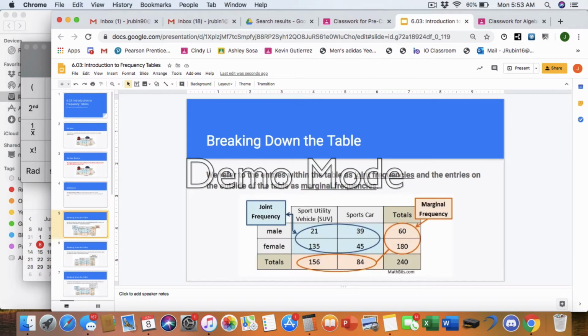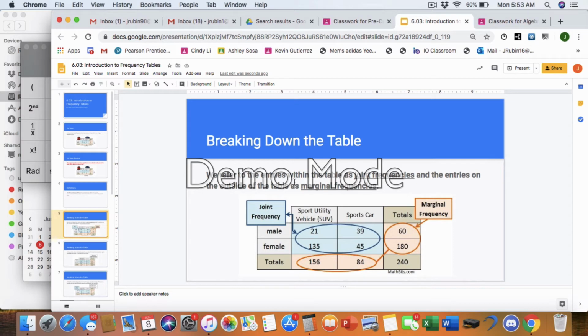So breaking down the table, the inside entries within the table are joint frequencies. Why? Because they are representing two things. So this column, the 21, represents males who prefer sport utility vehicle, sports car, or males who like sports car.